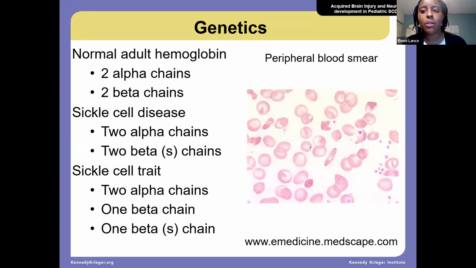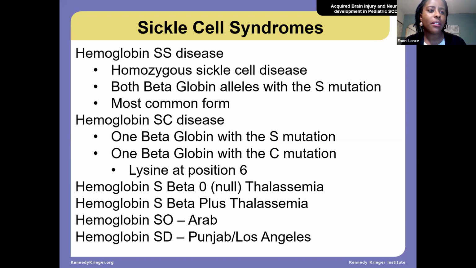And normal adult hemoglobin is 2 alpha and 2 beta chains. In sickle cell disease, those 2 beta chains are beta S chains. And in sickle cell trait, those patients have 1 beta chain and 1 beta S chain. And then in addition to that, there are several genotypes of sickle cell disease to be aware of.